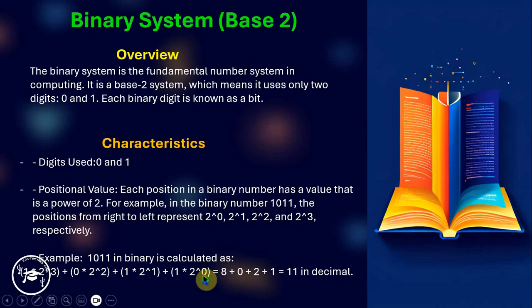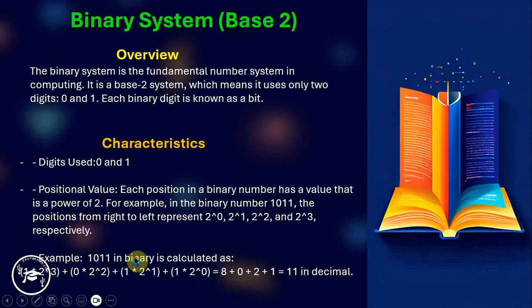So 2 exponent 0, 2 exponent 1, 2 exponent 2, then 2 exponent 3, as we did in the previous decimal system. So we multiply the 1 by the 2 exponent 3. This is in base 2, so we are multiplying by 2. That's why we have 2 here. And as I said, the positioning starts from the right. So we start from 0. That is why on this side we have 2 exponent 0, 2 exponent 1, 2 exponent 2, then 2 exponent 3.